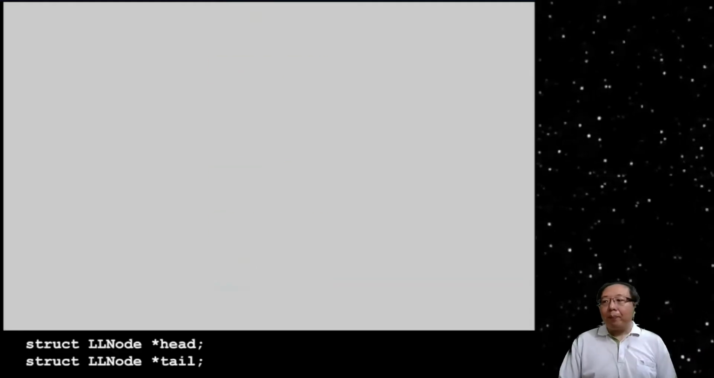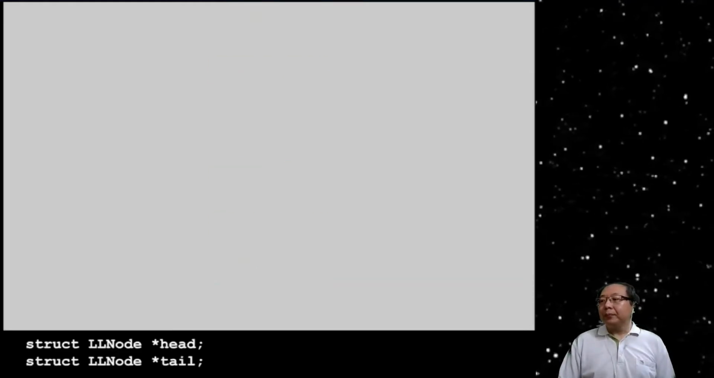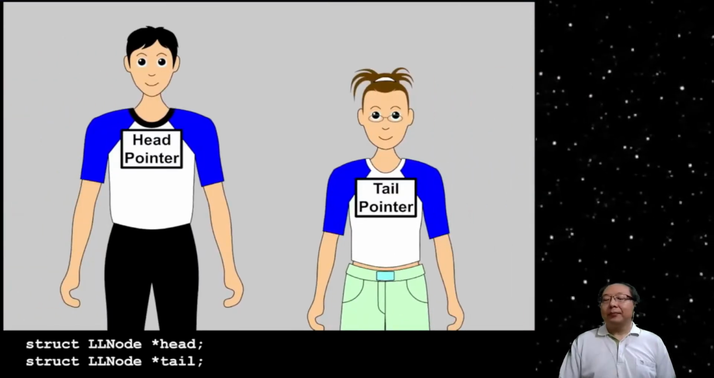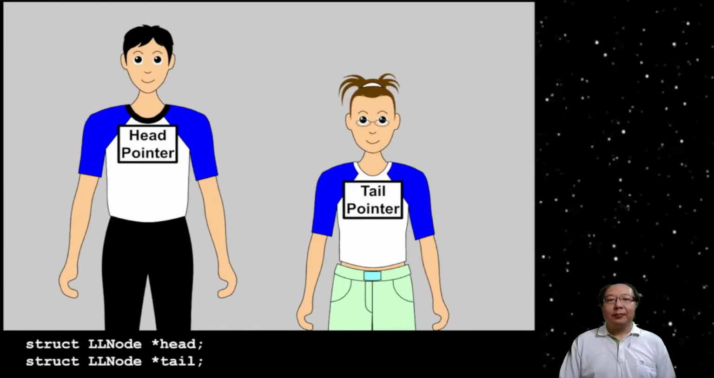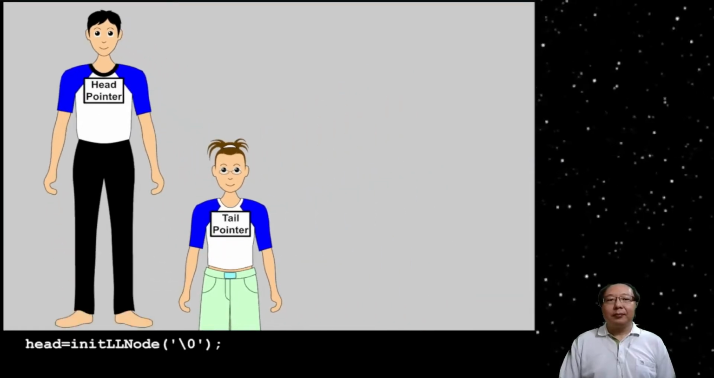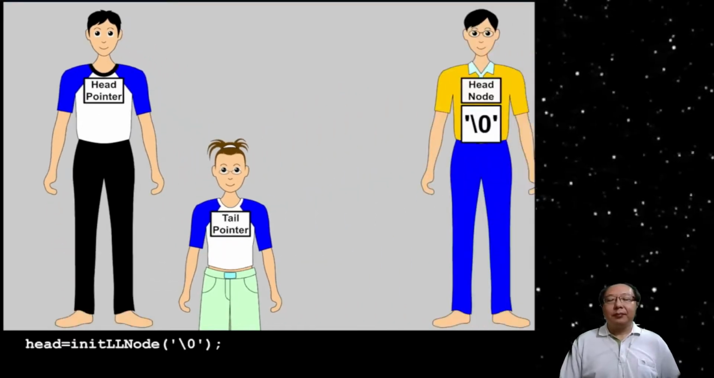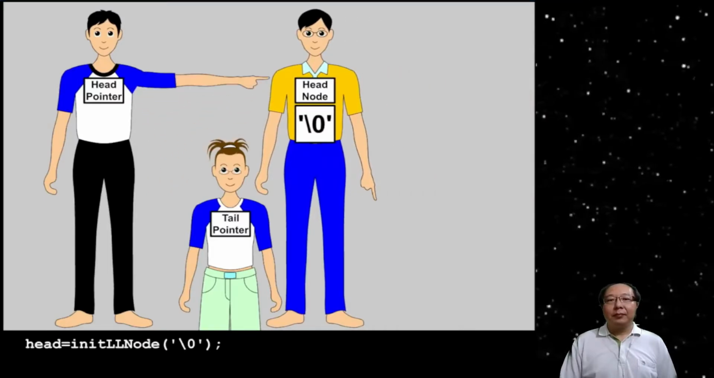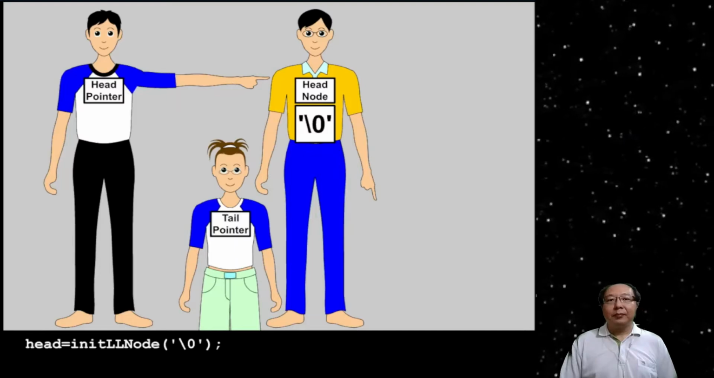This is how we set up the linked list. First, we declare a head pointer and a tail pointer. They are both pointers to struct LL node. Now, we call init LL node to create a new LL node and make head point to it. This is the head node, which has a null character in it.